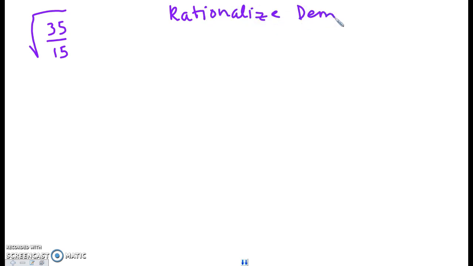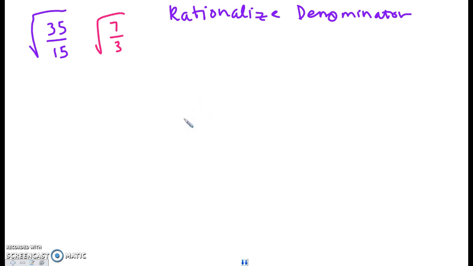Perhaps you've heard in the past that we don't love to leave denominators in radical form. And that's completely true. We like to do what's called rationalize the denominator. So if I have a fraction inside the radical, the first thing I absolutely want to do is simplify it. So I know that 35 and 15 are both divisible by 5. So if I divide top and bottom by 5, I would get the radical of 7 over 3.